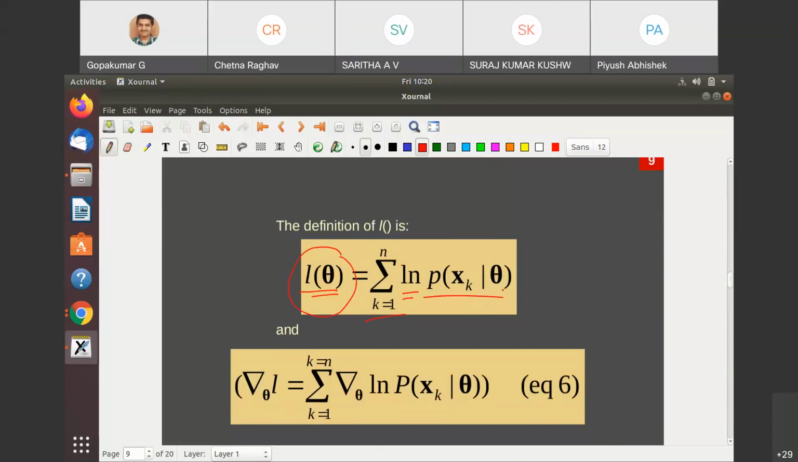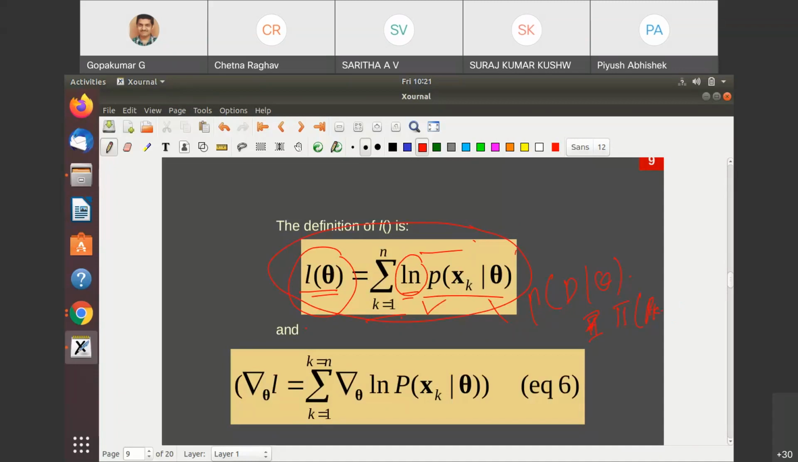So I think that is easy to understand, because we have a probability of D given theta, and we substitute that P, the probability of x_k given theta, so that we will get an equation of this kind. That is because we are applying the logarithm, so that will convert the product to an addition. That is why we have this equation.